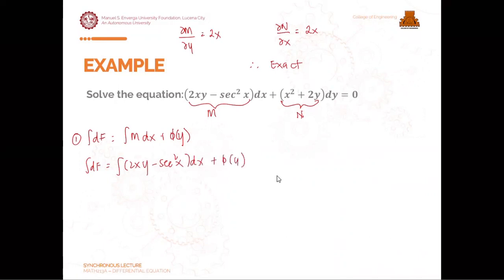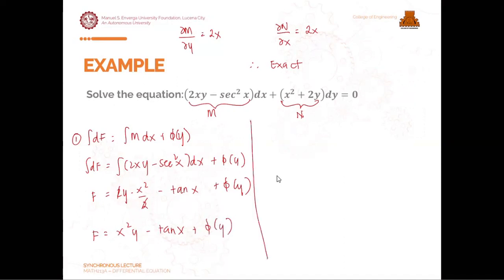Okay? Then, we try to simplify. So, f will now be equal to, y becomes a constant, so y times 2x squared over 2, minus the integration of secant squared, which is tangent x, plus phi y. So the 2 will cancel out, and the value of our f will be x squared y minus tangent of x plus phi y.